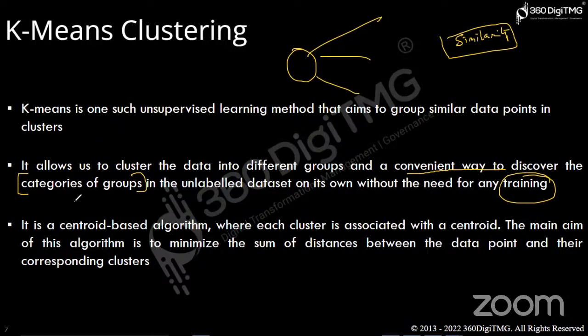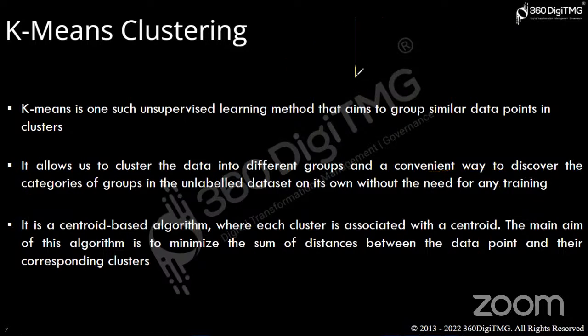This algorithm that we are discussing here is a centroid based algorithm where each cluster is associated with a centroid, as we have seen earlier. So every cluster will be associated with a centroid. And the main aim of this algorithm is to minimize the sum of distances between the data points and their corresponding clusters. That means, if I have data in this way, now I have some data points here.